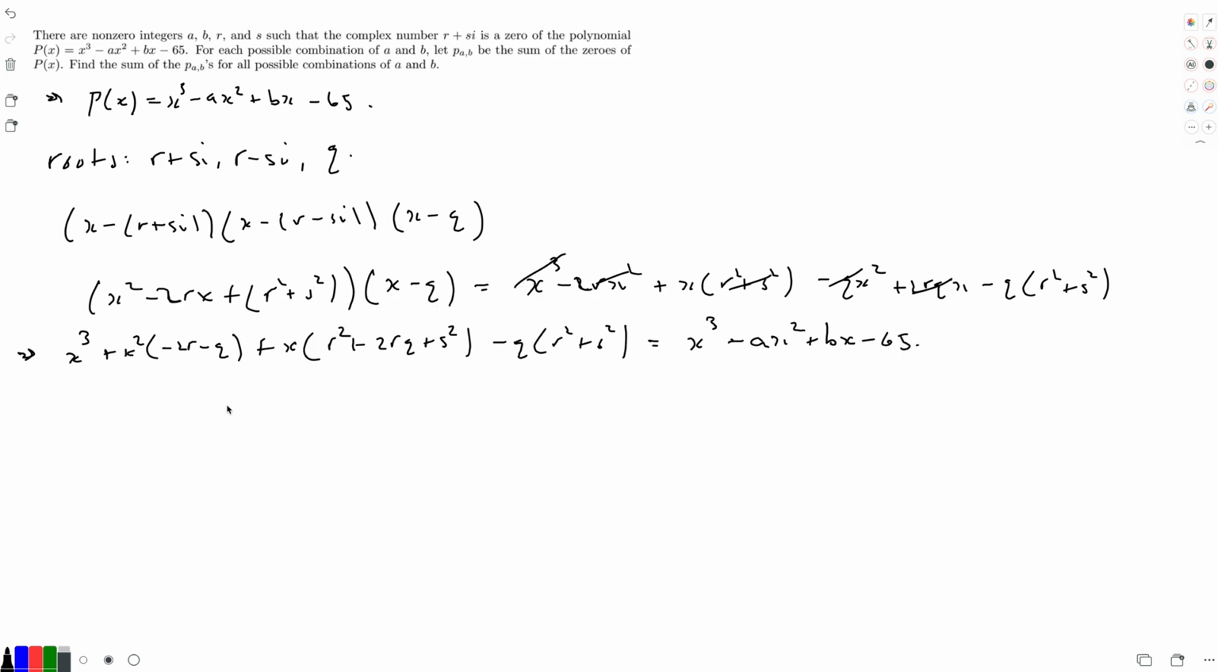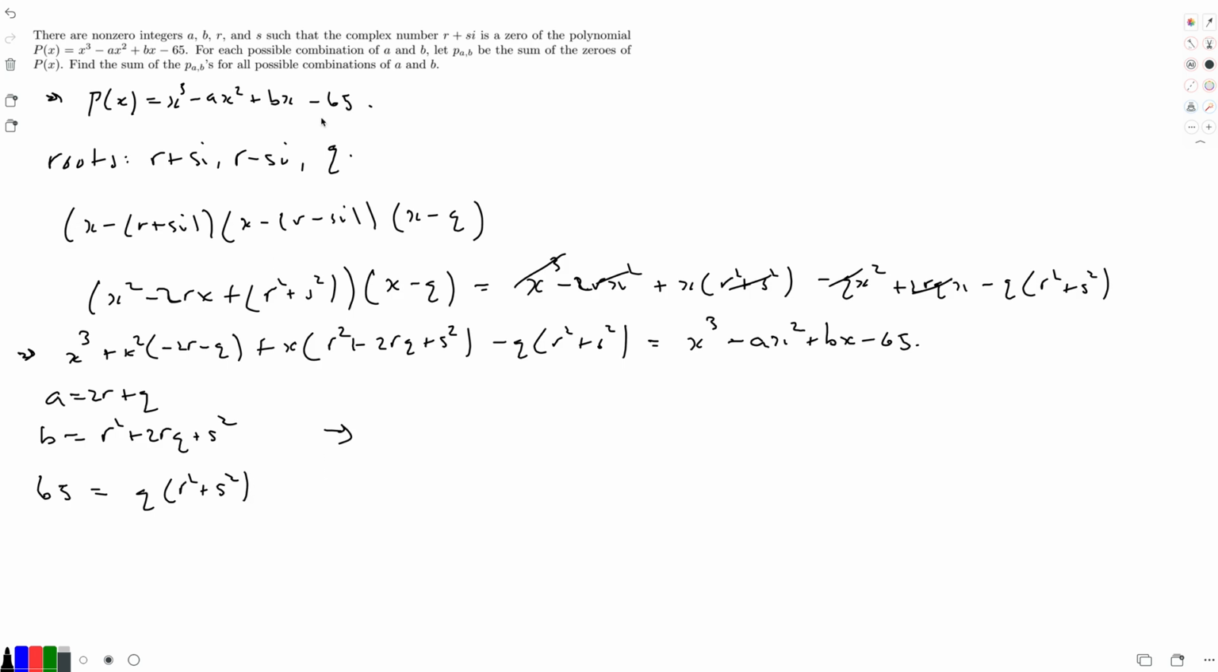Alright, now coefficient matching, we get that negative 2r minus q is equal to negative a. Therefore, a is equal to 2r plus q. b is equal to r squared plus 2rq plus s squared. And then negative 65 is equal to the negative of this, so 65 is equal to q times r squared plus s squared. Now it's actually pretty clear.